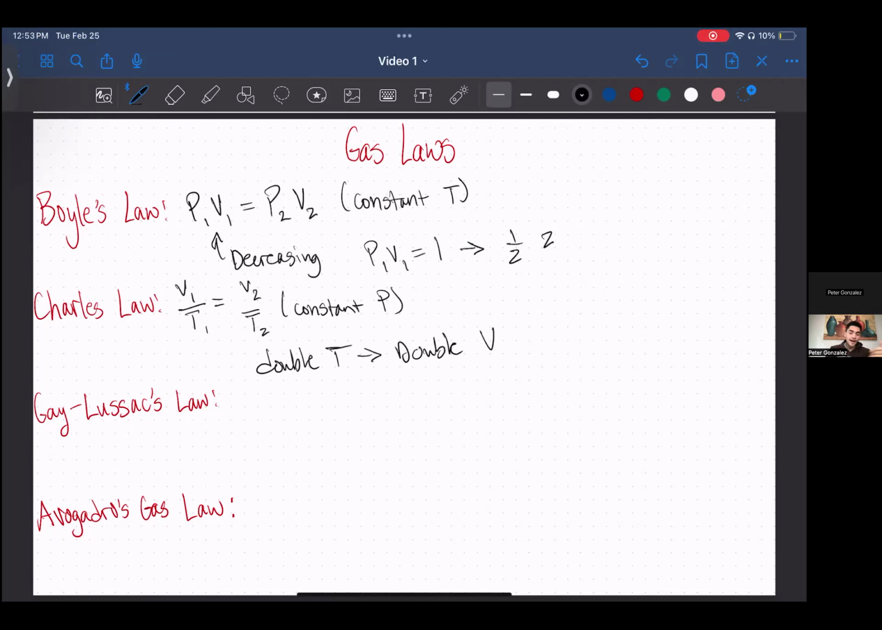And the opposite is true. If you halve the temperature, your volume is going to decrease by a half also. So this gas law doesn't have the opposite effect. They're both going to do the exact same thing when you change one. And now we have Gay-Lussac's law, which, if you've noticed, we've used pressure and volume together, and we use volume and temperature together. The only combination left is to use pressure and temperature.